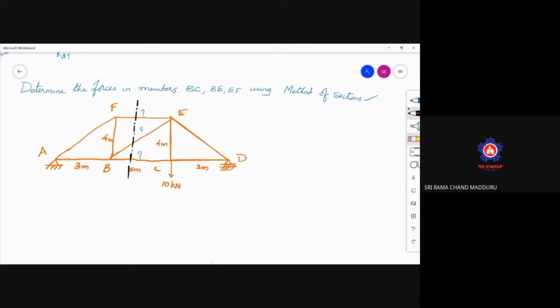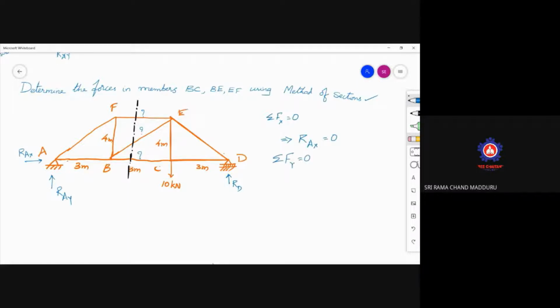Before cutting a section, we will first of all calculate the reactions for these supports. So this is RAY, this is RAX, whereas this one is RD. In the first step, we are calculating the support reactions. Sigma Fx is equal to 0, summation of the horizontal forces. RAX is the only force, there is no other horizontal force. Hence, RAX will become 0.